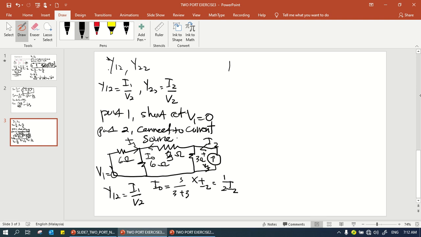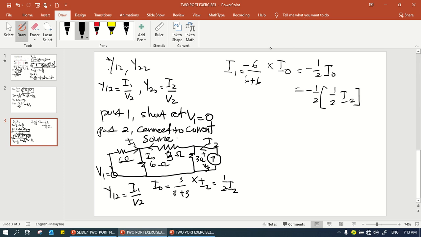And kita nak relatekan dengan I1 kan. So, I1 pula ialah 6 bagi 6 tambah 6 kali dengan I0. Okay, which is minus lah. Because of the current direction. So, ni dia akan jadi minus 1 over 2 I0. Alright, so gantikan I0 dekat dalam sini. I0 tadi ialah 1 over 2 I2. So, ni dia akan jadi minus 1 over 4 I2. So, ni ialah I1.